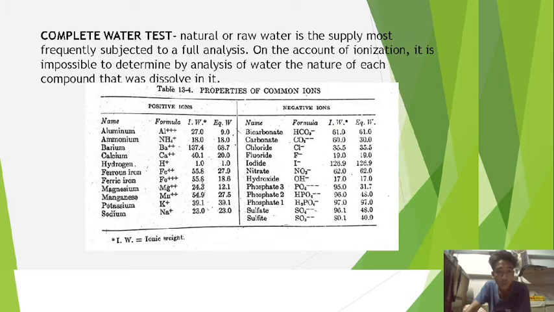Next, complete water test. Natural or raw water is the supply most used. Water is frequently subjected to a full analysis on account of ionization, and it is impossible to determine by analysis of water the nature of each compound that was dissolved in it. So here is the table of properties of common ions: aluminum, ammonium, barium, hydrogen, ferrous iron, ferric iron, magnesium, manganese, potassium, and sodium.